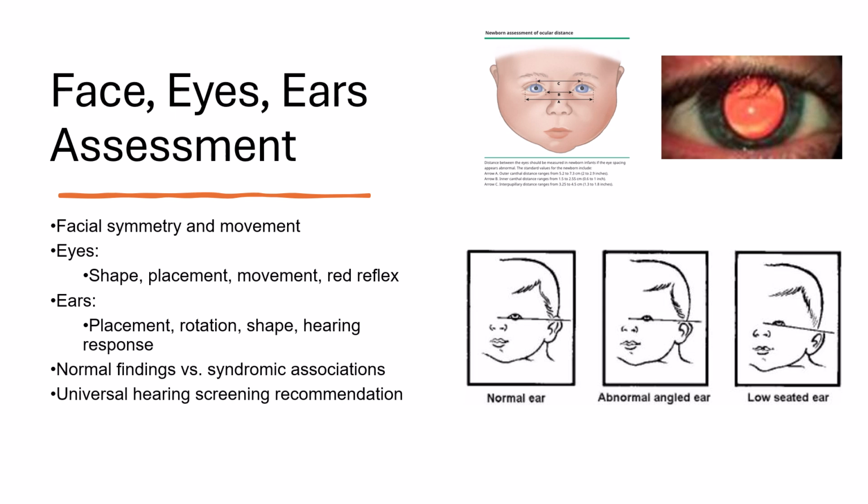Normal is 30% of pinna above an imaginary line between inner canthus and occiput. Rotation, normally less than 30 degrees, and shape. Low-set ears often associate with chromosomal abnormalities. Universal hearing screening is recommended for all newborns before discharge. Document any pits, tags, or preauricular sinuses, which may be isolated findings or associated with syndromes.